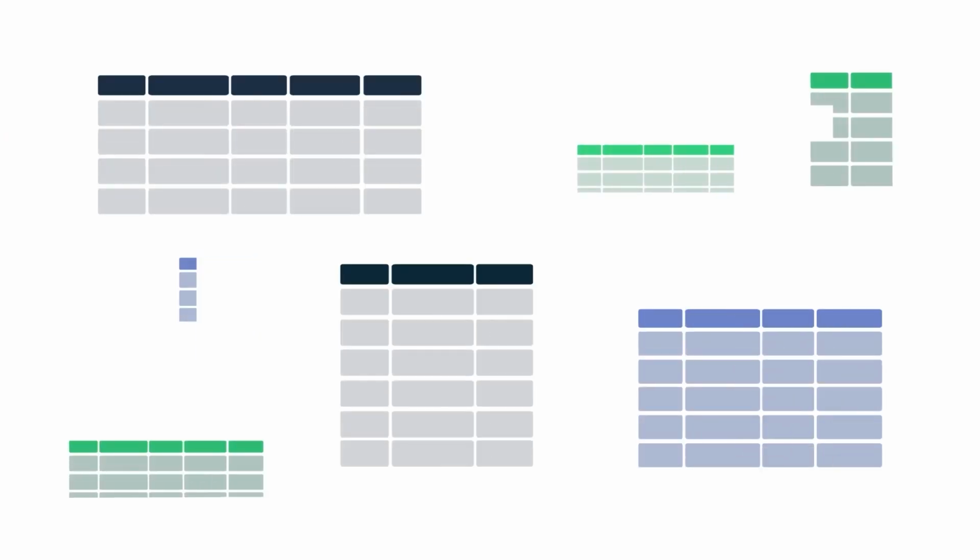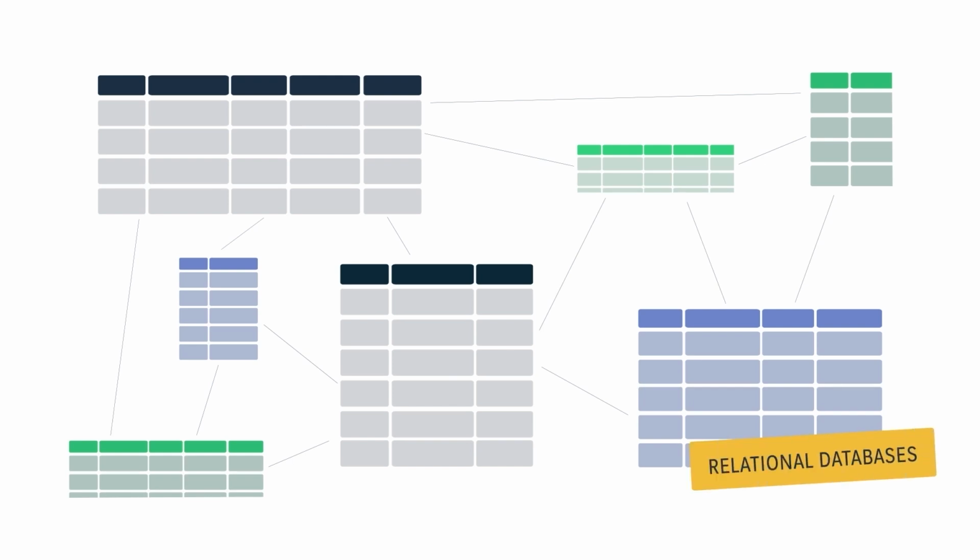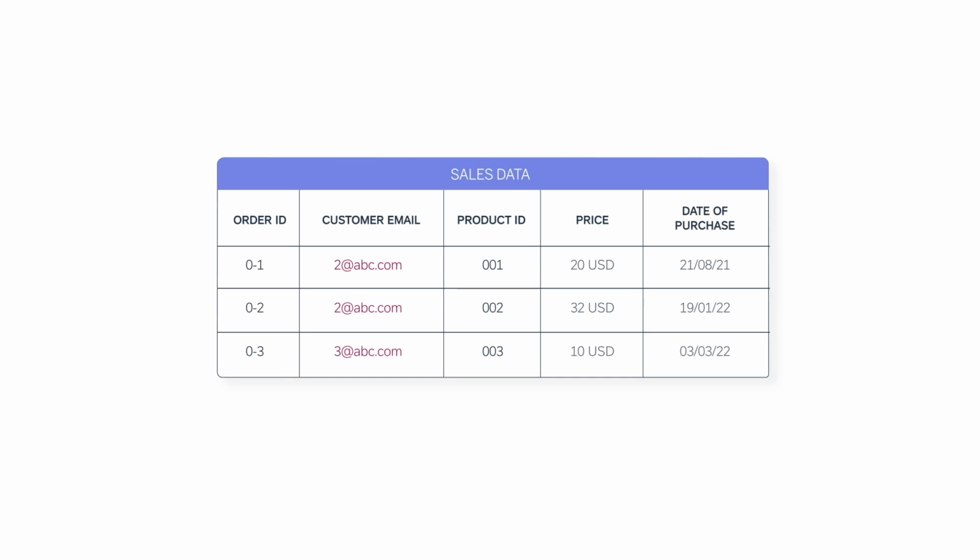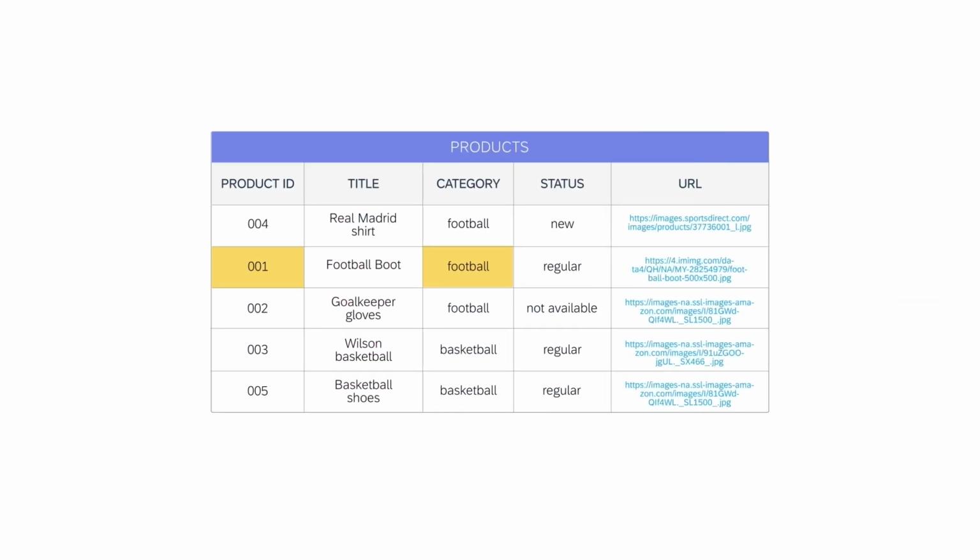Databases store data in tables. If these tables can be connected, we call them relational databases. For example, you have past sales data in one of your tables. Here, you store the order ID, the customer email address, the product ID, price, and the date of purchase. In another table, you have your products with product ID, title, and so on. In this case, the product ID is your relation.